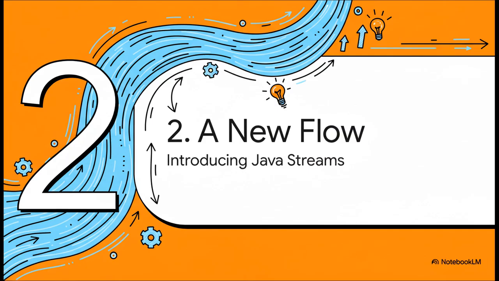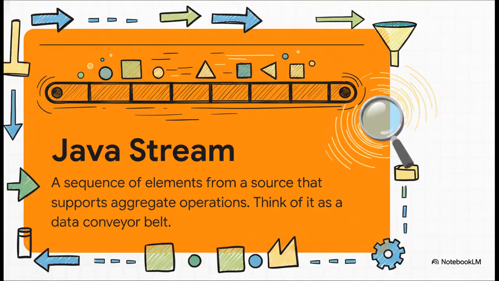Well, that brings us to section 2, where we get to meet the solution: Java streams. So what in the world is a Java stream? Well, the textbook definition says it's a sequence of elements from a source that supports aggregate operations. Kind of dry, right? So let's use a much better way to think about it. Just picture a conveyor belt for your data. Seriously, this one idea, this conveyor belt analogy, is going to make everything click into place.